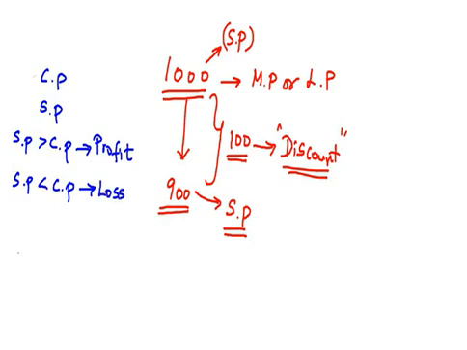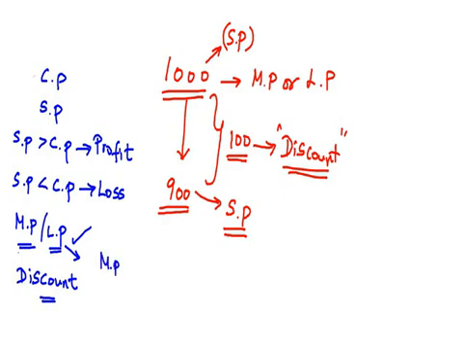And also we saw what is marked price and listed price. Basically they are the same, which is the price quoted on the item, right? And also we saw about discount. So whenever the marked price is reduced a bit for the sake of the customer, we call that difference between the marked price and the selling price discount, right?